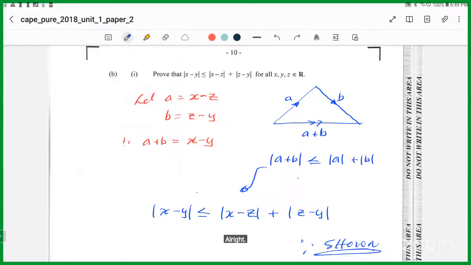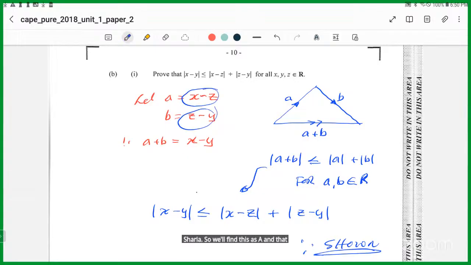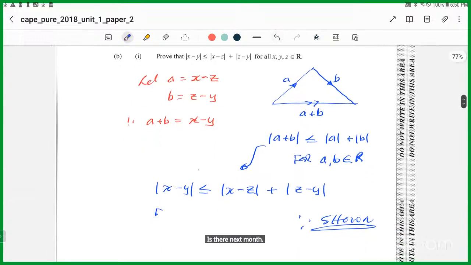I'm going to write for A and B, which are real. So we define this as A and that as B. Then they are also real. I already defined A and B as real, so these must be real as well. The z and x must be real. So I'm going to write it down here: so for all x, y, z that are real numbers.